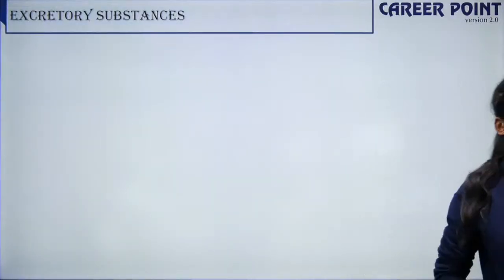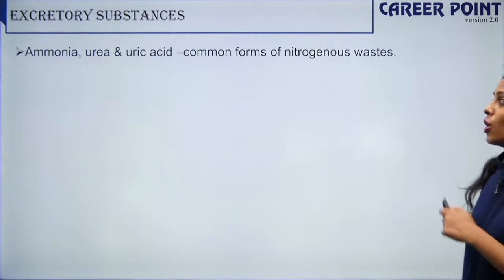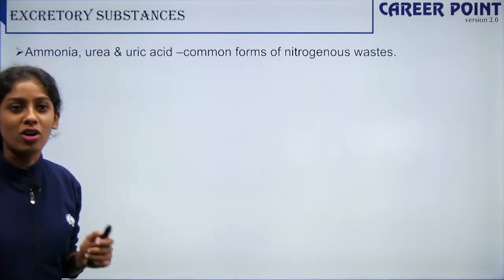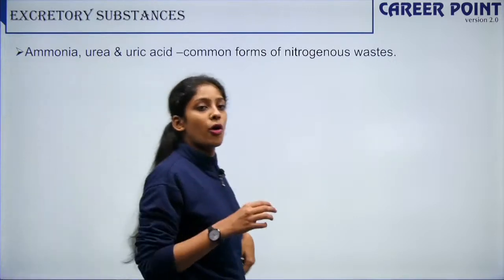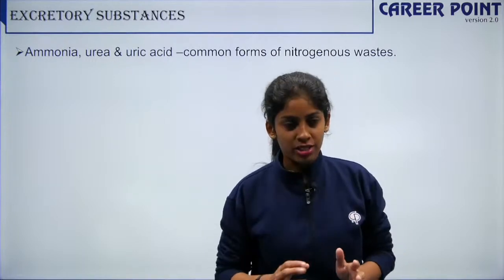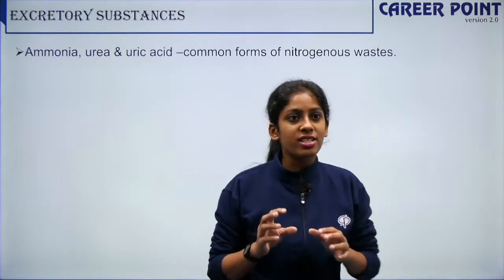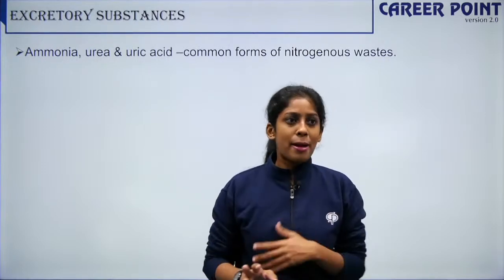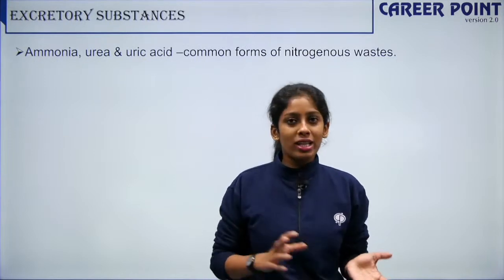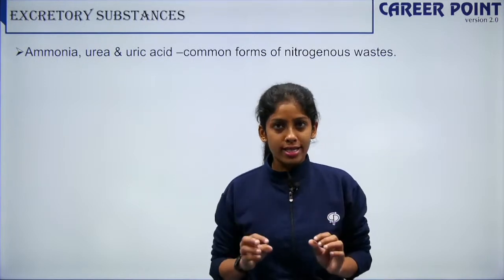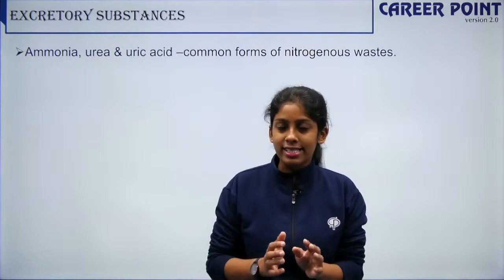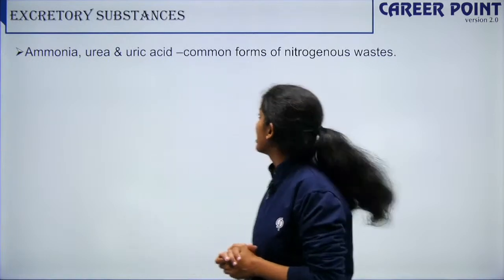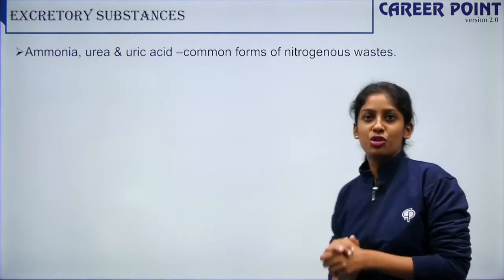So here we move forward. What are excretory substances? Ammonia, urea and uric acid are the nitrogenous wastes which our body needs to excrete, because certain forms of nitrogenous waste are toxic to our body. So our body mainly eliminates nitrogenous waste. Apart from that, does it not excrete anything? Well, it does excrete in small quantities, but the major chunk which your body excretes is the nitrogenous waste. Ammonia, urea and uric acid are the common forms of nitrogenous waste.